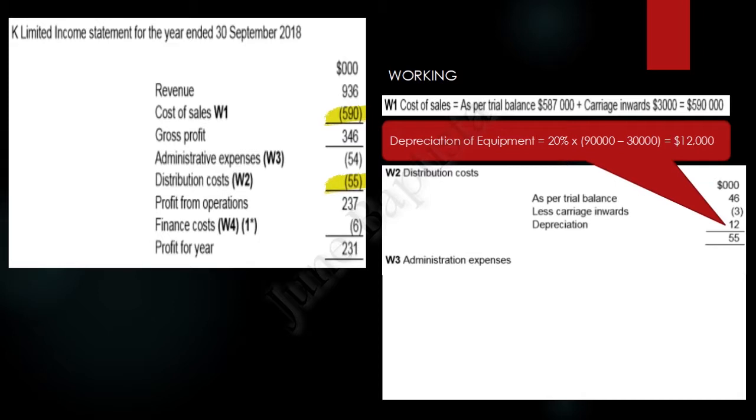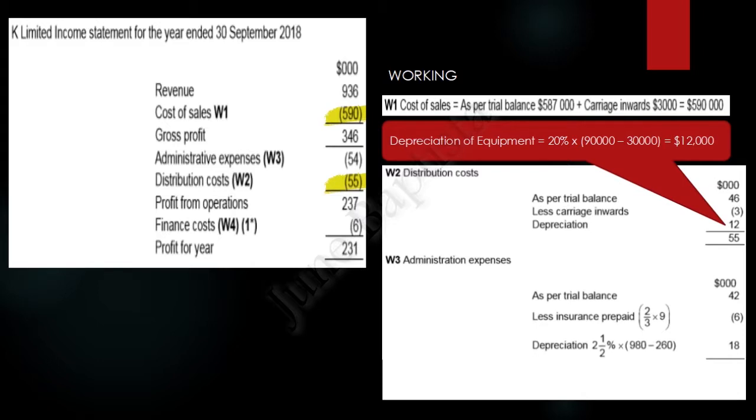Working 3. Administration expenses. The figure as per trial balance was $42,000, from which we deduct insurance prepaid. That was for 2 months out of 3 months times $9,000, which works out to 2/3 of $9,000, which is equal to $6,000.